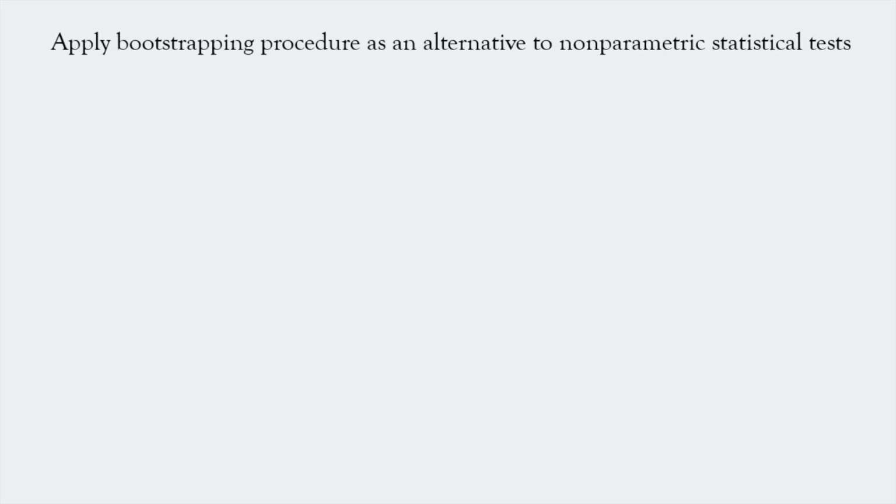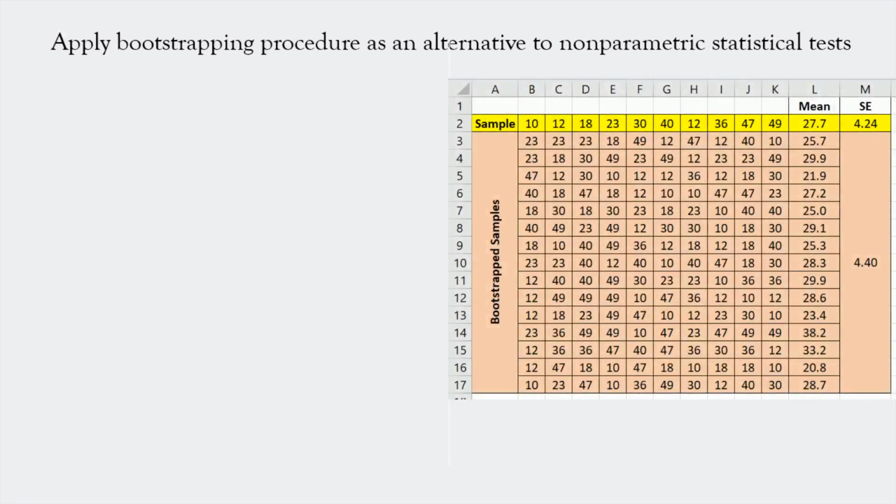For example, I want to test whether the mean equals 35 and I have a sample, which is listed here in yellow. There are 10 data points in this sample. Assuming that this sample shows that the population is not normally distributed based on the Shapiro-Wilk test, which you have learned in topic 2.